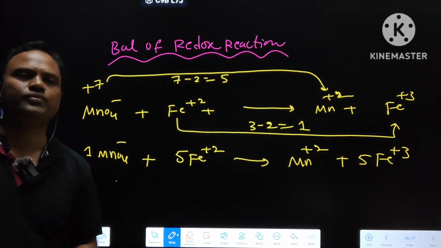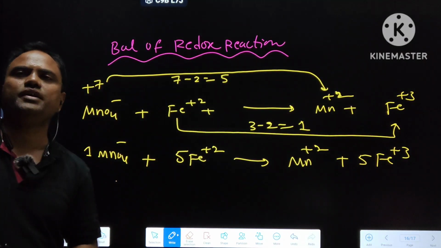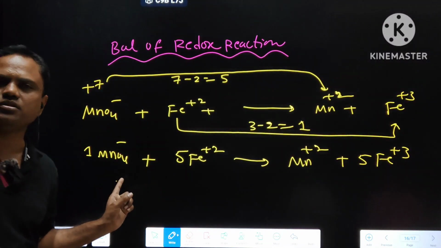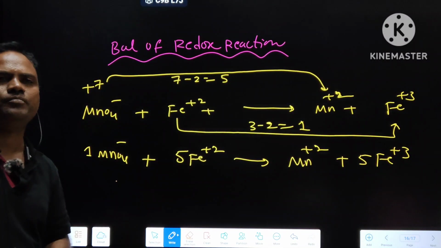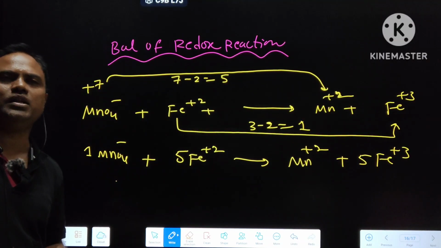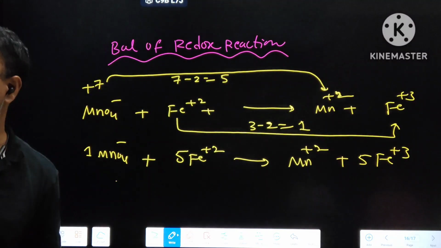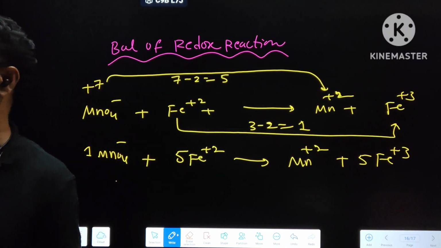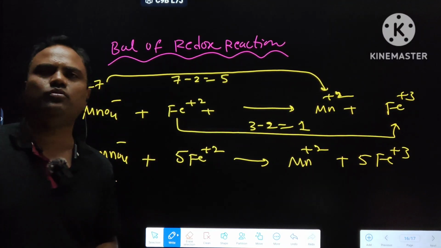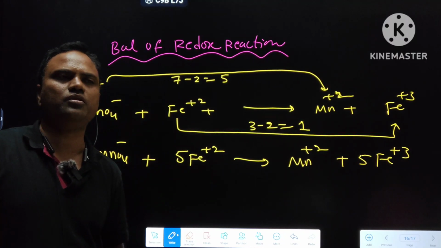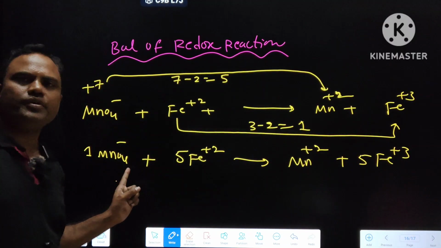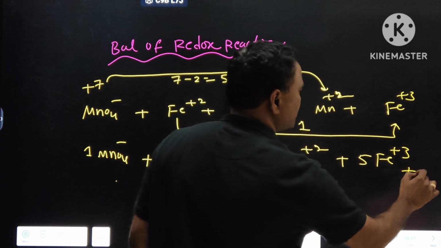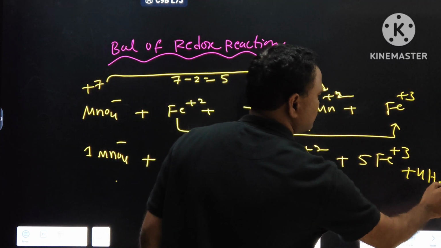Next, balancing of oxygens. Left hand side, how many oxygen atoms are there? 4. What do we have to do to balance the number of oxygens? We have to add water molecules. How many water molecules? 4. We need 4 oxygens. So write 4 water molecules on the right side. 4H2O.